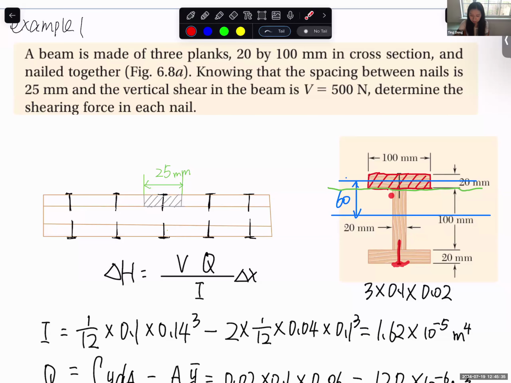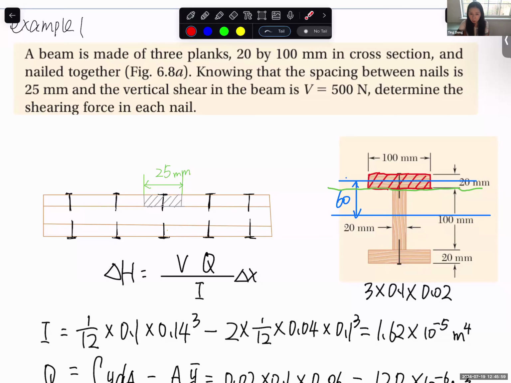Here it is a complete one part, or it's connected by this part with the nail. It does not affect what is happening here, right? The horizontal shear force carried by this nail is only because of this part. This nail does not affect the horizontal shear force here.